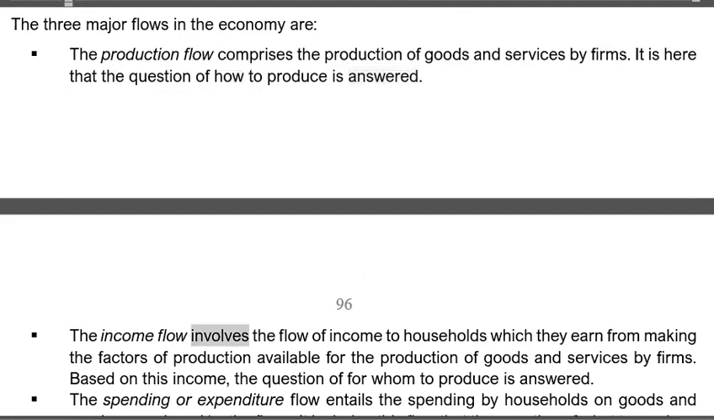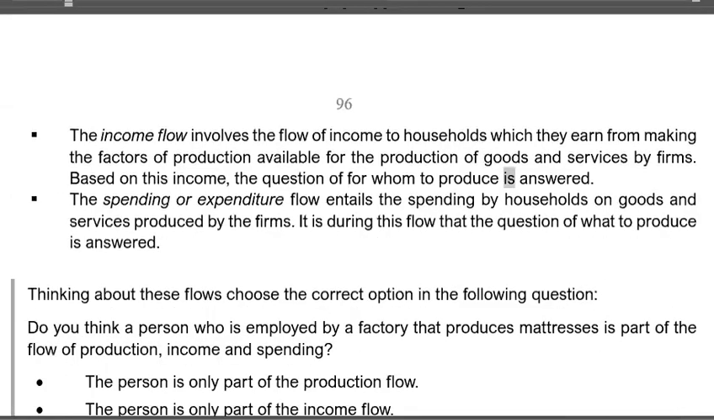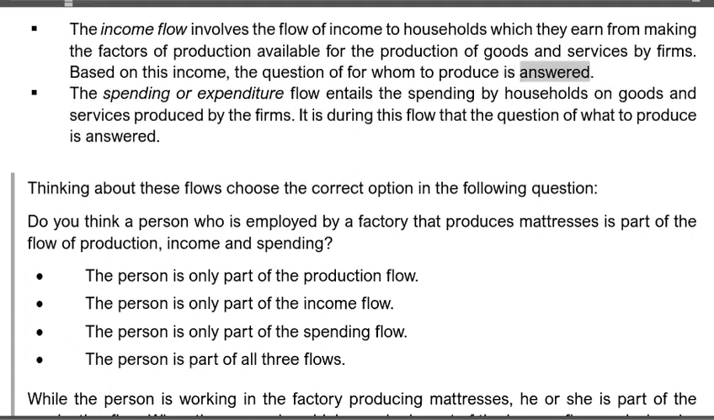The income flow involves the flow of income to households which they earn from making the factors of production available for the production of goods and services by firms. Based on this income, the question of for whom to produce is answered. The spending or expenditure flow entails the spending by households on goods and services produced by the firms. It is during this flow that the question of what to produce is answered.